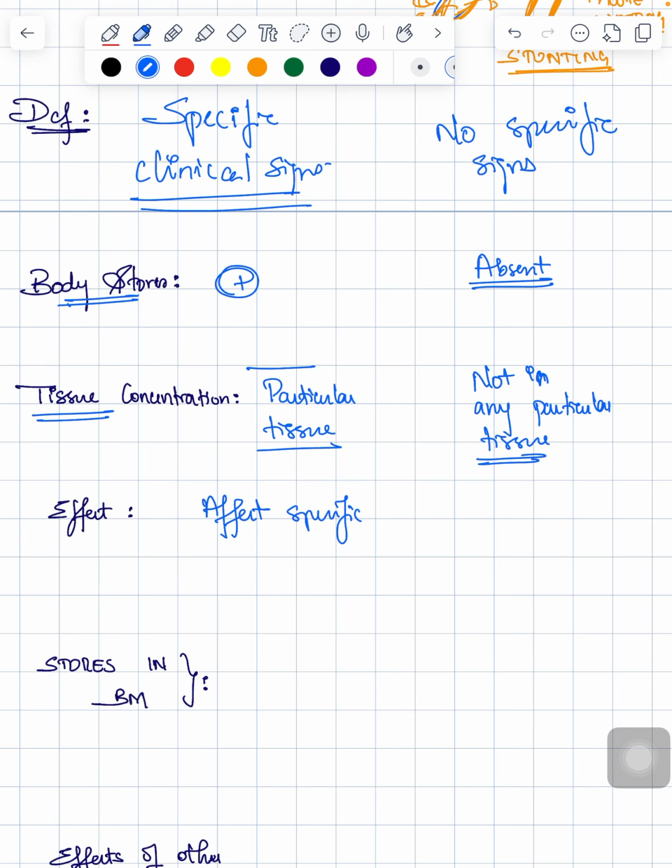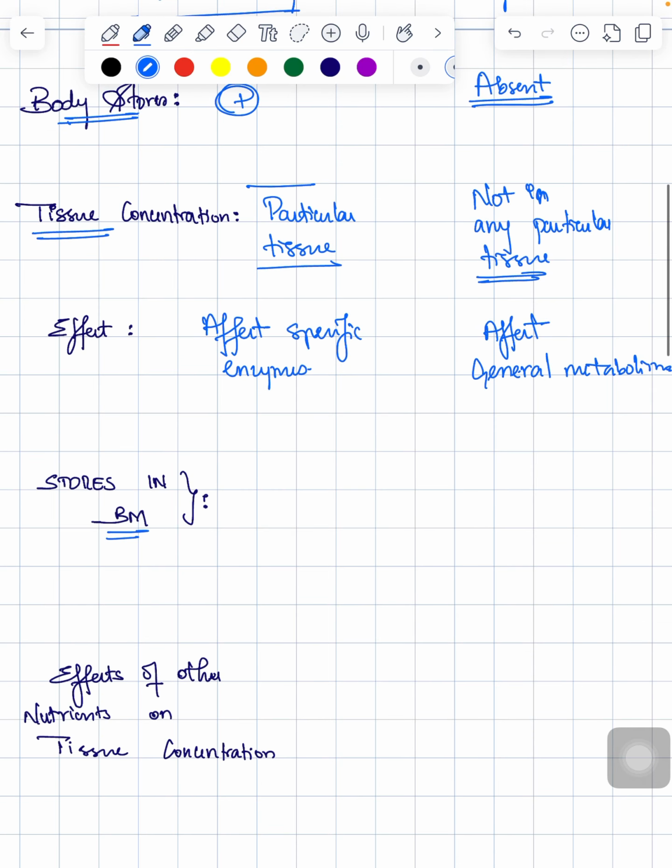How about their stores in breast milk? BM is nothing but breast milk. Stores in breast milk are variable for type 1 nutrients, while type 2 nutrients are stable. There will be a stable level of sodium, a stable level of zinc. A particular, stable amount of your type 2 nutrients will be present in your breast milk.